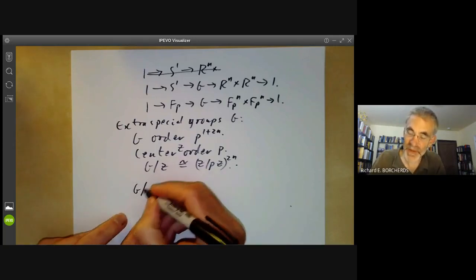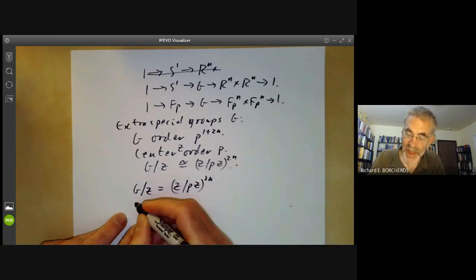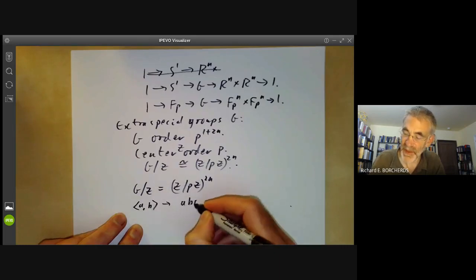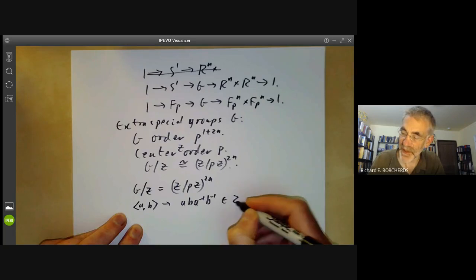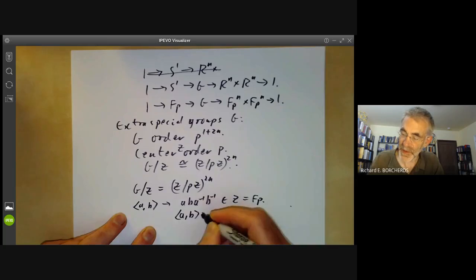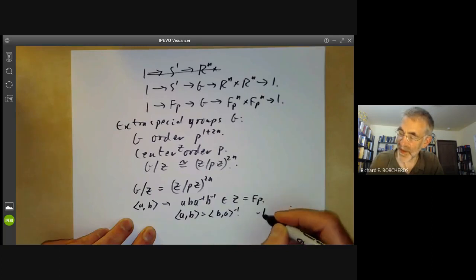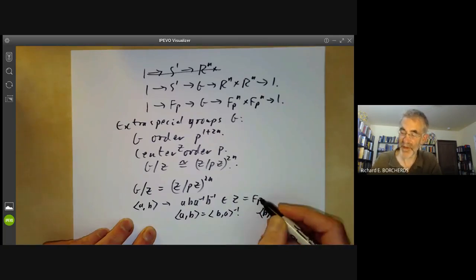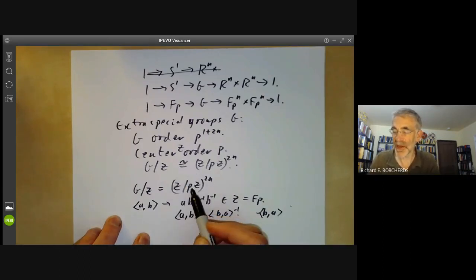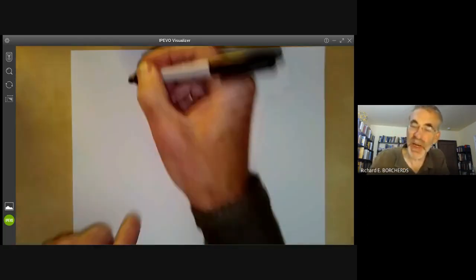First of all, if we take G over Z, which is (Z modulo pZ) to the 2n, this actually has a skew symmetric form, which takes a, b to aba^-1b^-1. And this is now in the center, which you can think of as F_p. And you can check that it is bilinear. So what we've got is really a vector space of dimension 2n over a field with a skew symmetric form. And you know how to classify skew symmetric forms.